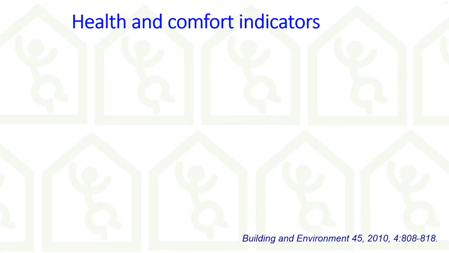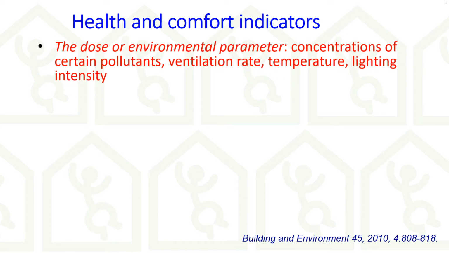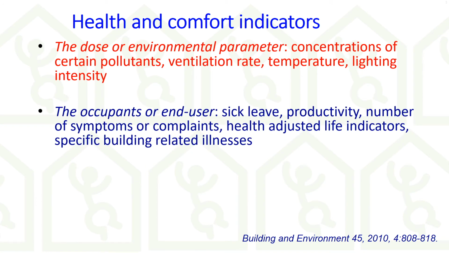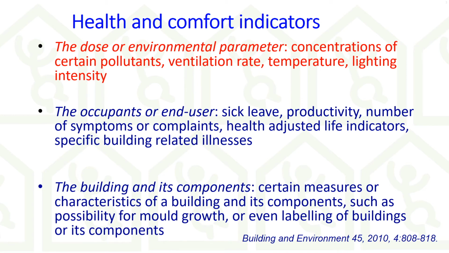The health and comfort indicators we are today familiar with can be divided in 3 groups of indicators. The indicators using the dose or environmental parameter, such as concentrations of certain pollutants, temperature level or ventilation rate. The ones focused on the occupant, such as sick leave, productivity, a number of symptoms or complaints. And indicators concerned with buildings and its components, such as certain measures or characteristics of a building and its components, or even labeling of buildings and its components.